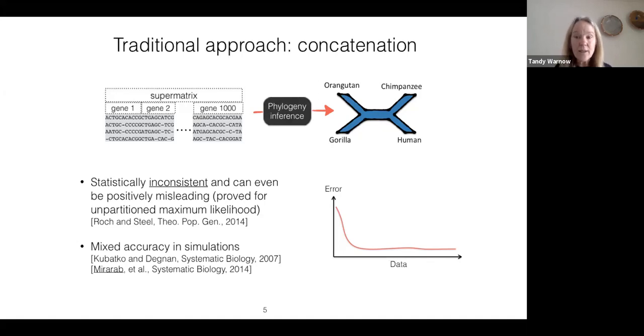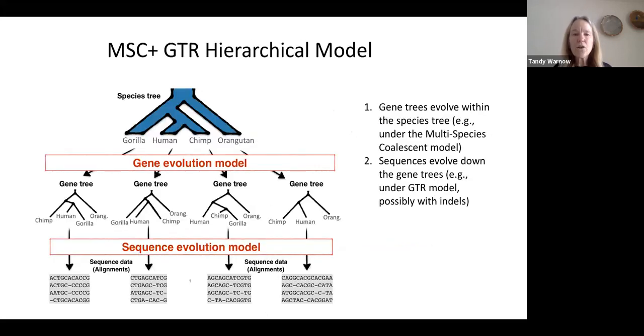That's theory. In practice, it's actually sometimes the right thing to do because sometimes the conditions are better for a concatenation analysis than for any other current alternative. So simulations show that it's not so clear-cut. Okay, let's go back to this hierarchical model. Remember, the species tree generates gene trees, the gene trees generate sequences. What you'll notice is that different genes are not evolving down the same tree, right? Which is why that combined concatenation analysis doesn't really work, because it's assuming everything's going down a single tree.